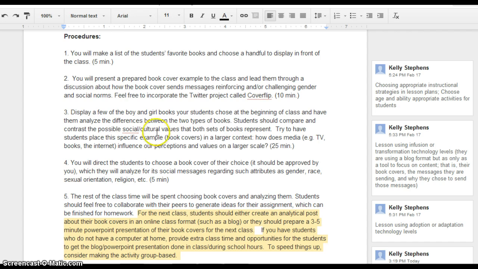So step 3 is to display the boy and girl books that your students chose at the beginning of the class. A good way to do that is just bring it up on the computer if you have like a projector at the front of the room so everyone can see it. Students should compare and contrast the social and cultural values for boys and girls that seem to be sent.